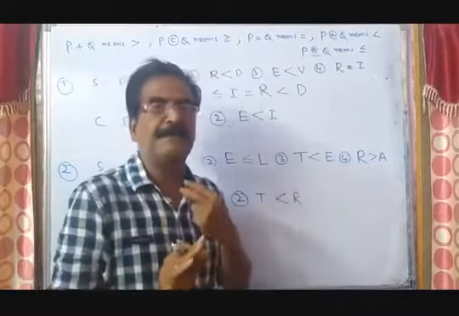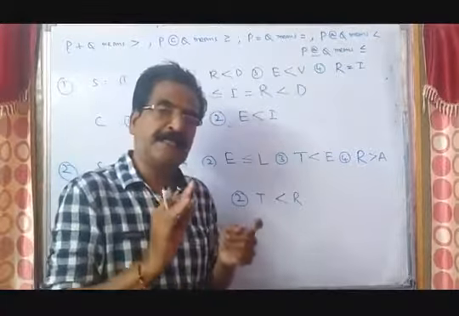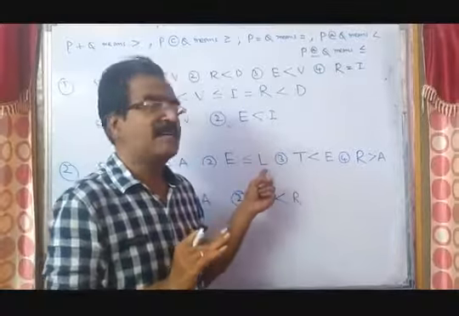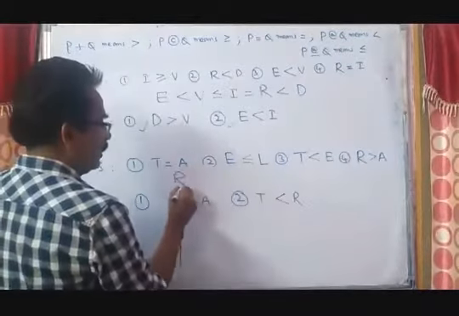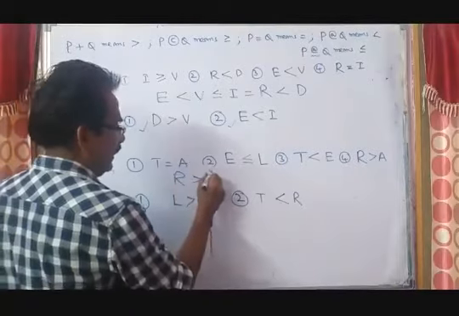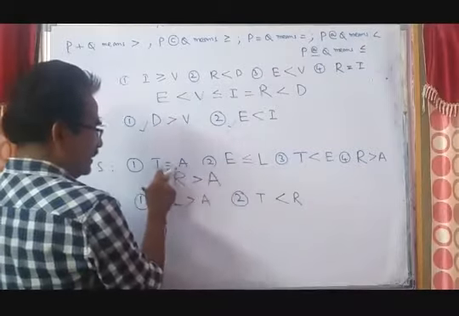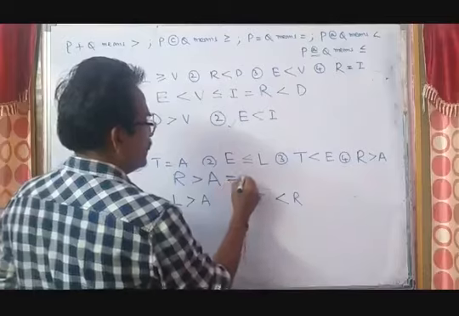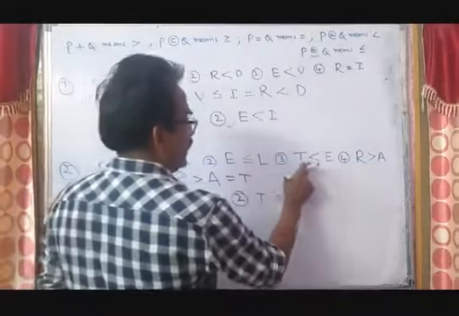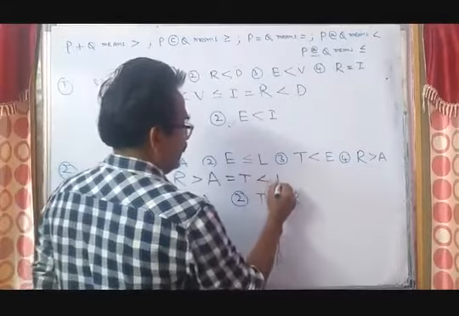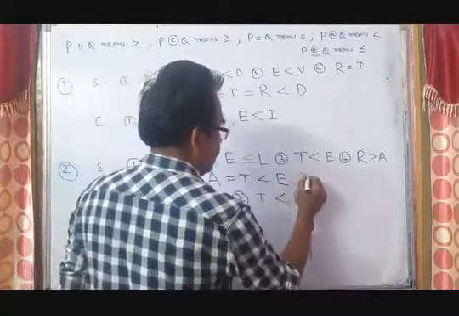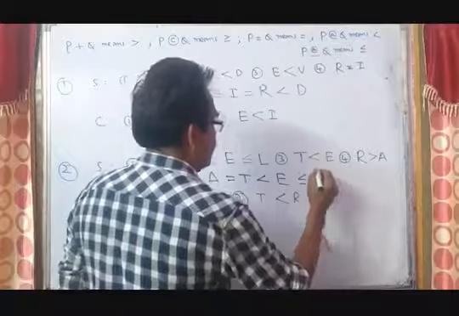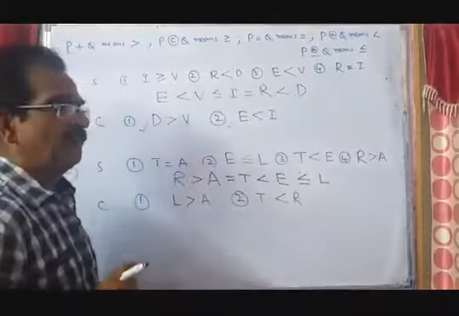If you begin the statement with R, then the statement ends with L. R greater than A. A is equal to T. T less than E. E less than or equal to L. Now the statement line is fine.